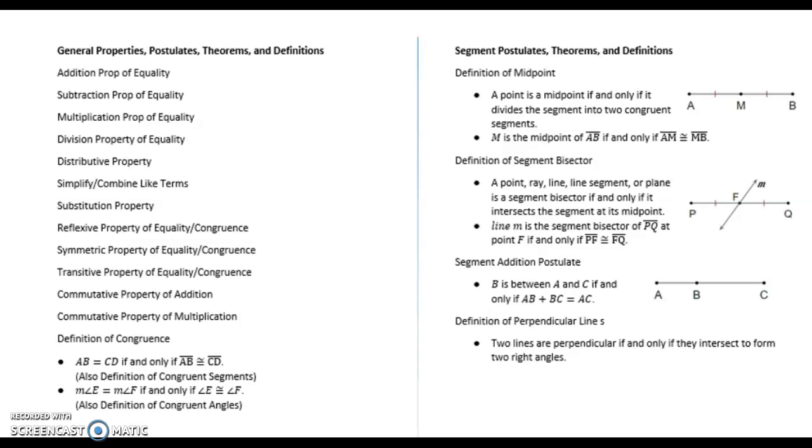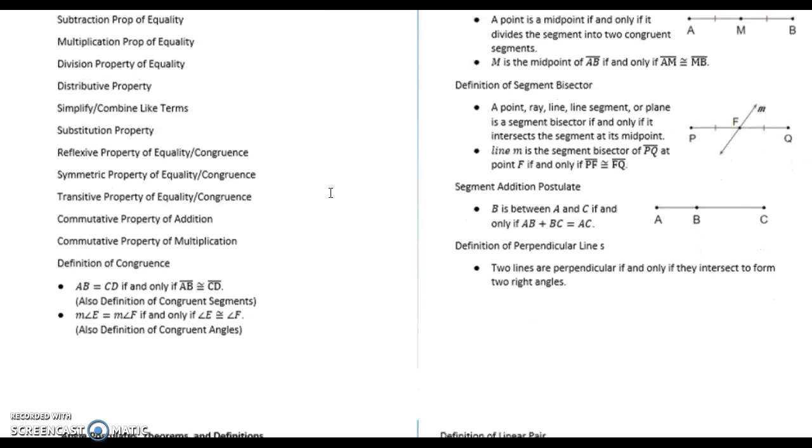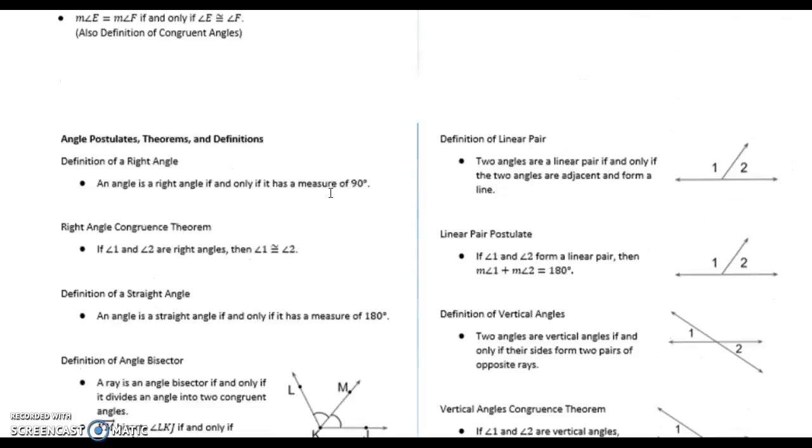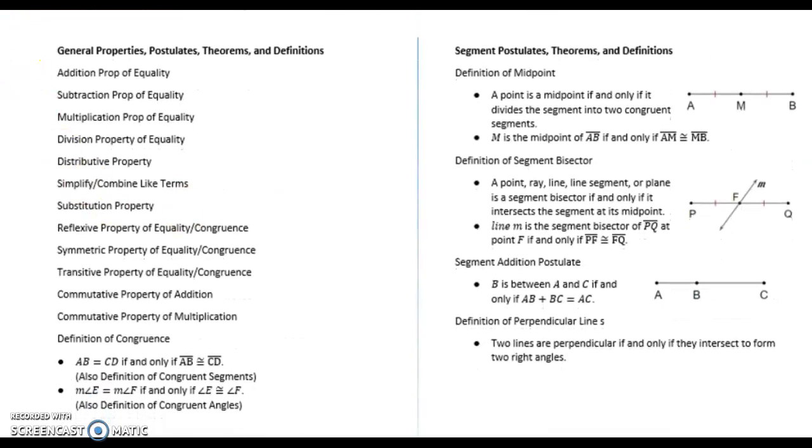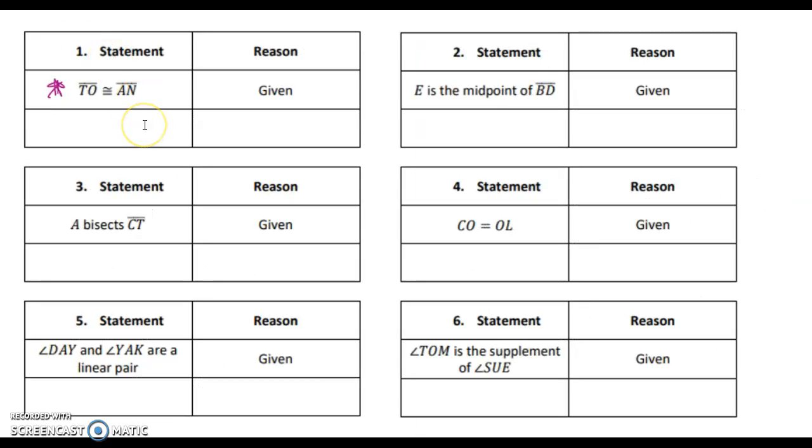This is the one that you guys have glued in your interactive student notebook. So there's general properties, segment properties, and then 2 pages of angle properties. All right, so let's look at what we have here.